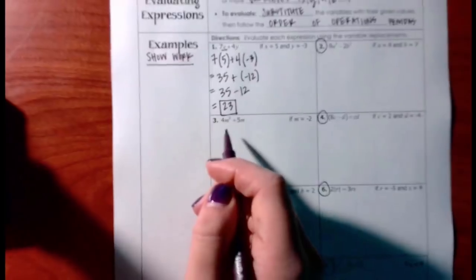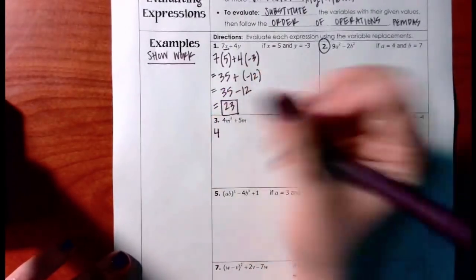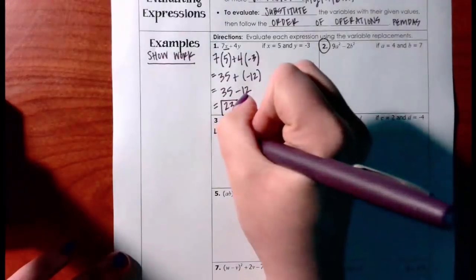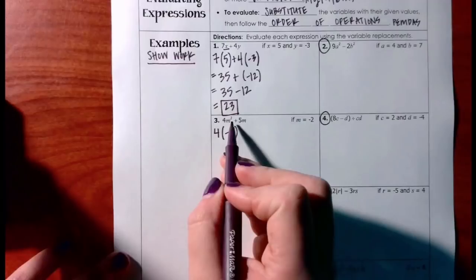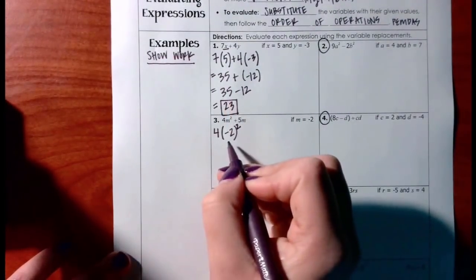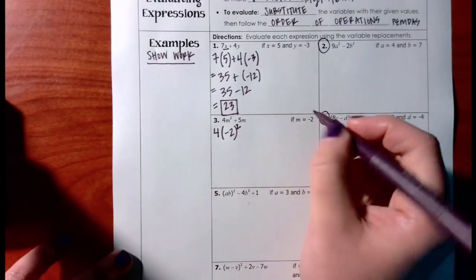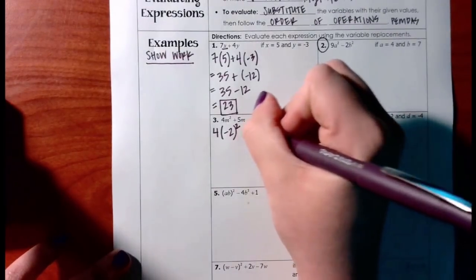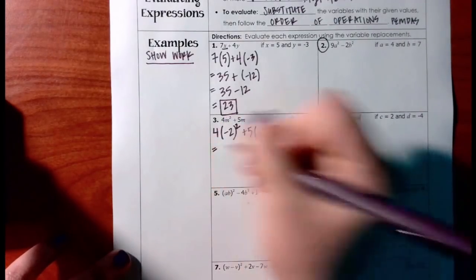We're going to come over to number 3. For this one, they've got that m is equal to negative 2. So all we're going to do is plug in negative 2 wherever there's an m. We're going to put parentheses around it. Notice that this is an exponent here. You're going to put that exponent right there next to it. Make sure that your negative 2 is in parentheses. Remember, whenever we substitute a value in for a variable, we put parentheses around it. Plus 5, negative 2.